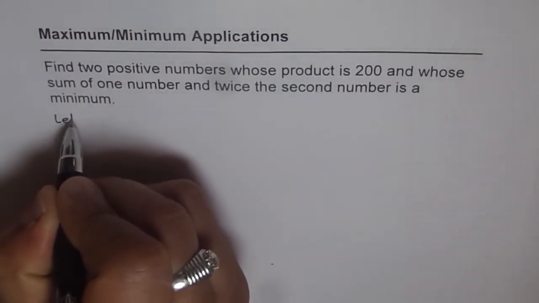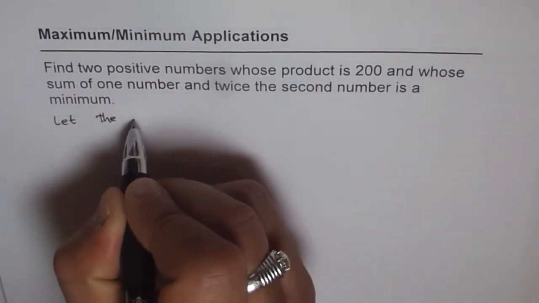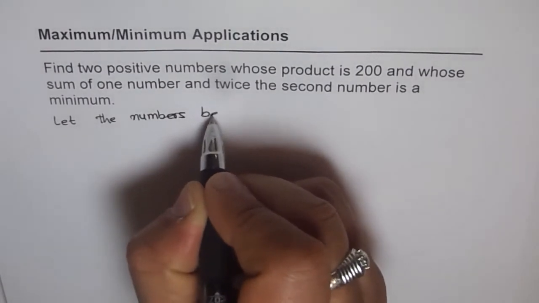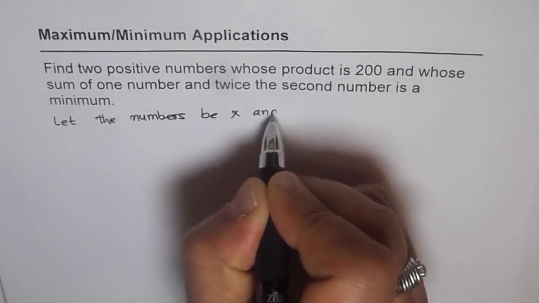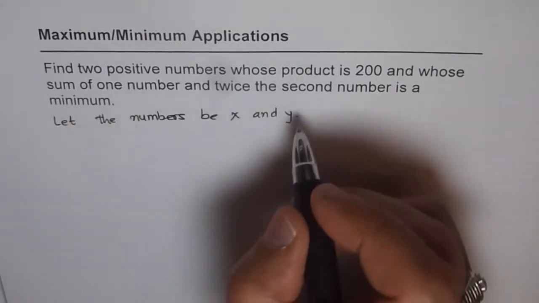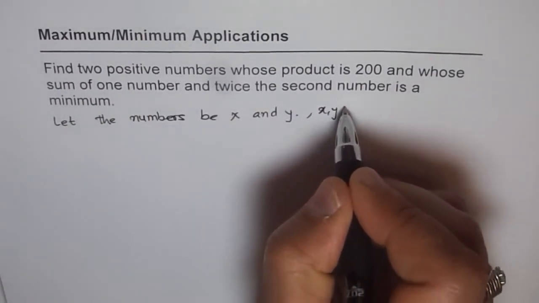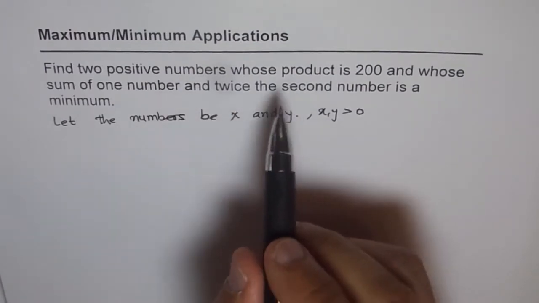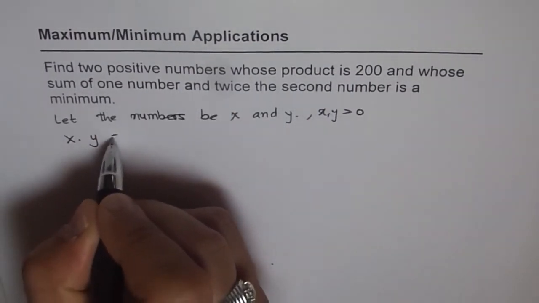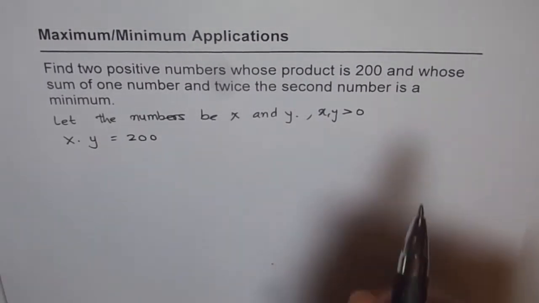So let the numbers be x and y, right? Now it says two positive, so that means both x and y are greater than 0, correct? Whose product is 200, that means x times y equals 200. We get one of the equations.